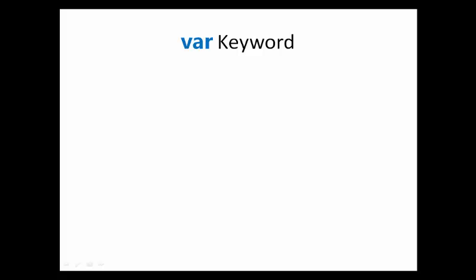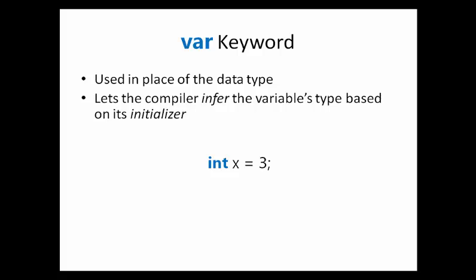The var keyword can be used in place of an explicit data type. And when you use the var keyword, it lets the compiler infer what the variable type is by looking at the initializer. So here we have an integer called x, and it has a value of 3, which is also an integer. So here's our data type of int. Here's our initializer, 3, which is also an integer.